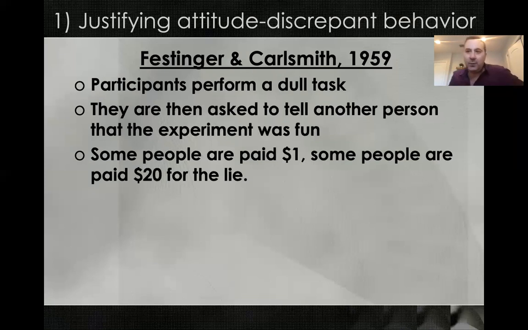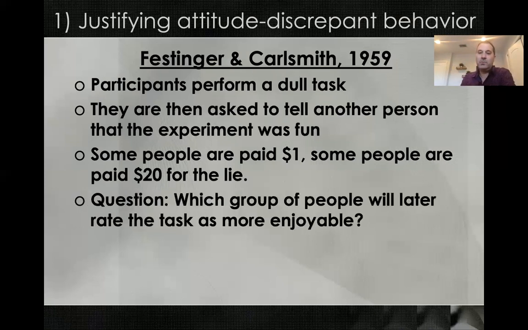The people who are paid $1 and the people who are paid $20 to lie. What Festinger and Carlsmith wanted to know is which of these groups of people, the people who are paid $1 to lie or the people who are paid $20 to lie, which of those two groups of people would come to convince themselves that in fact they really did like the study? Which group of people will later rate the task as more enjoyable?